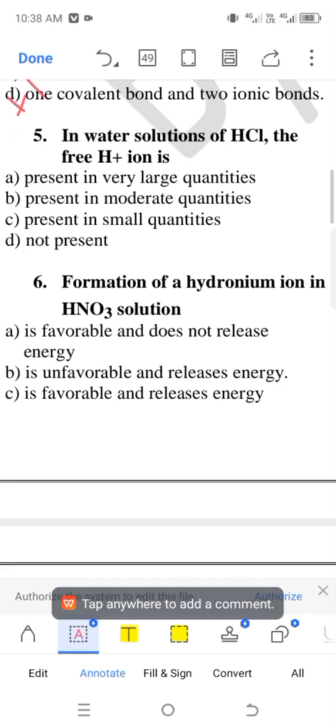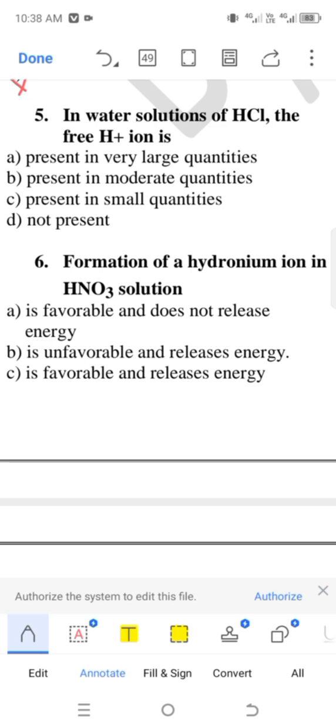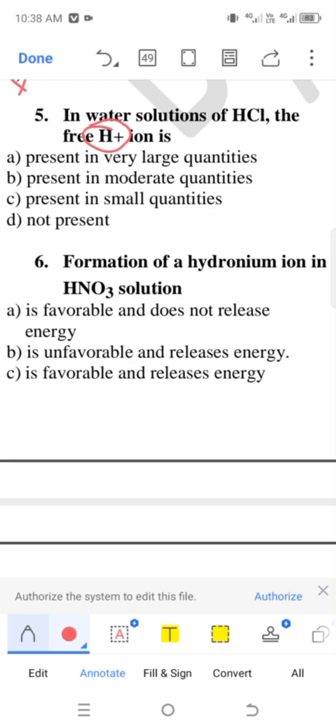In a water solution of HCl, the free H+, which we call a proton ion, is. So guys, whenever asked about the H+ proton, it has no existence in the solutions. Instead, it shows itself in the form of hydronium, so the free proton is not present. D is the correct answer.